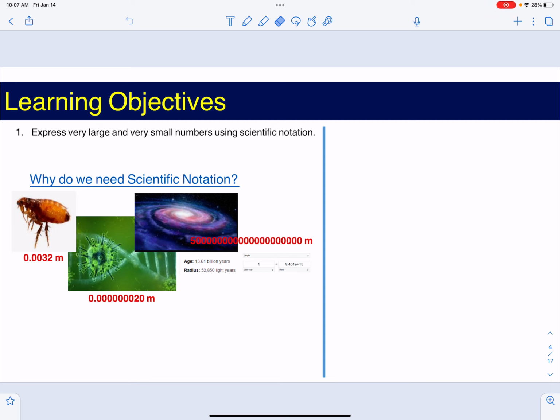So let's begin with objective 1. Express very large and very small numbers using scientific notation. However, before we even go into that, I believe it's extremely important that we understand why we have to use scientific notation. So let me share something with you.